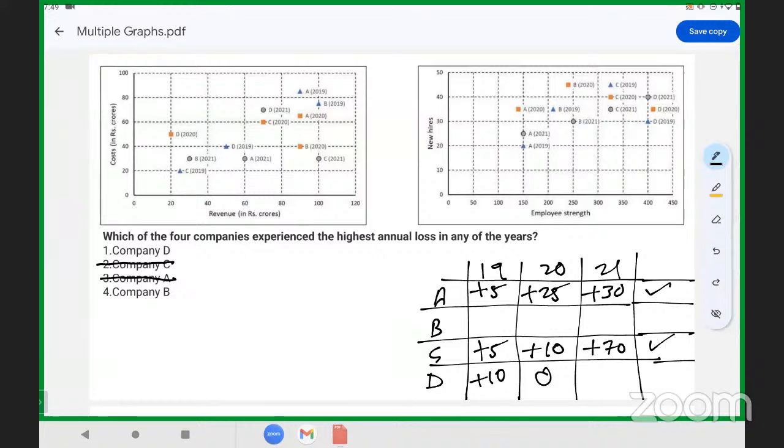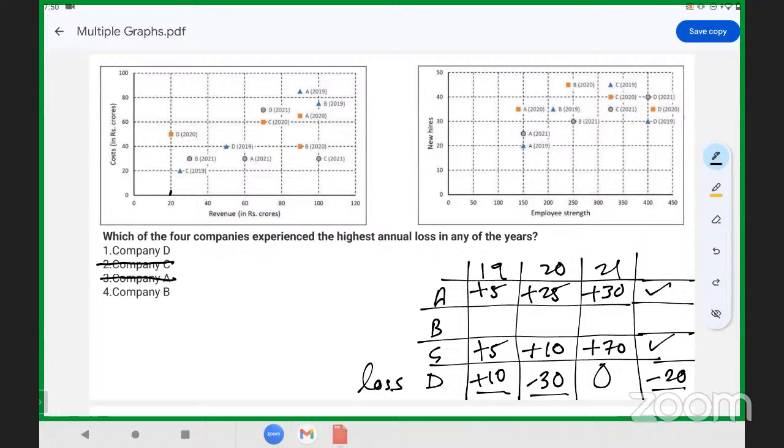This was D in 2020. Where is D in 2020? Okay, D in 2020 is here. So 20 crores revenue, 0 will be here actually. So 20 crores in the revenue and 50 crores is the cost, which is minus 30. So this will be plus 10 and minus 30, which is minus 20 crore loss. So this is a loss making company.